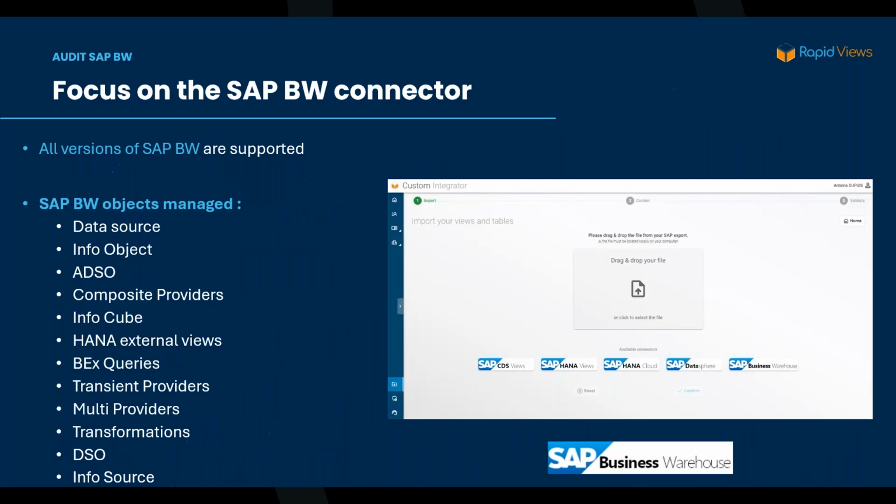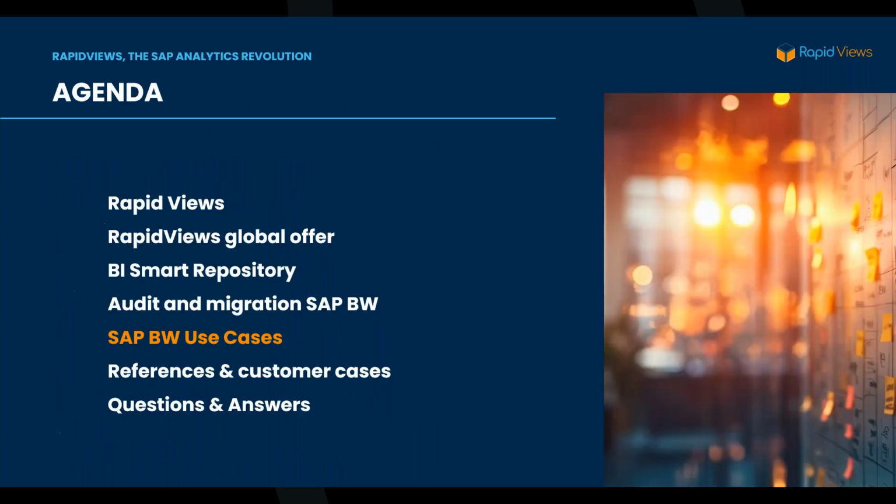Actually, the BW connector works with all versions of SAP BW, okay? And we currently manage data sources, InfoObjects, DSOs, composite providers, InfoCubes, HANA views, BEx queries, transient providers, multi-providers, transformations, and InfoSources, okay? So, to present this concept and how you can convert and accelerate your BW audit and migration, we will show you some use cases, okay?